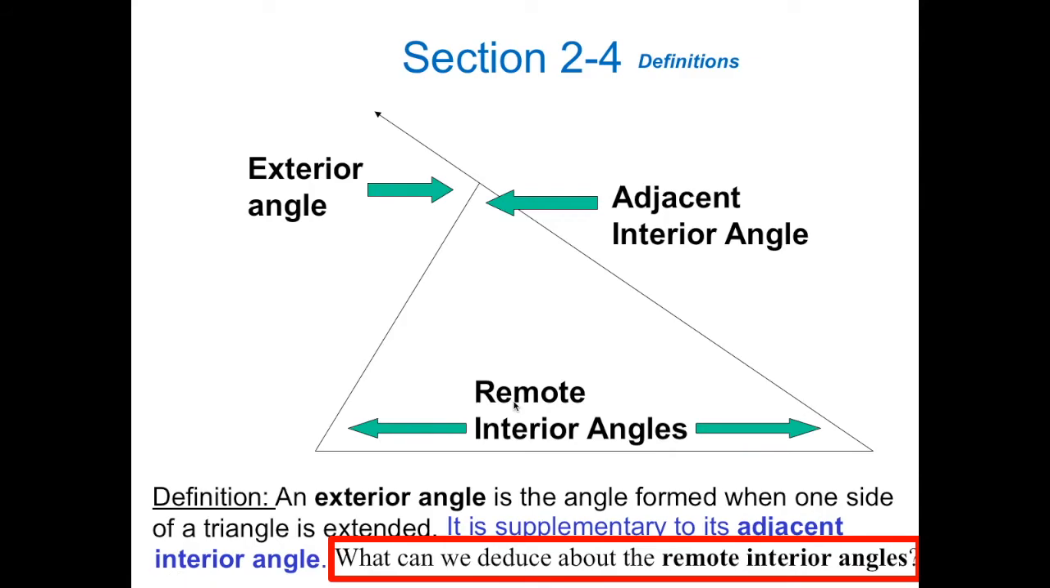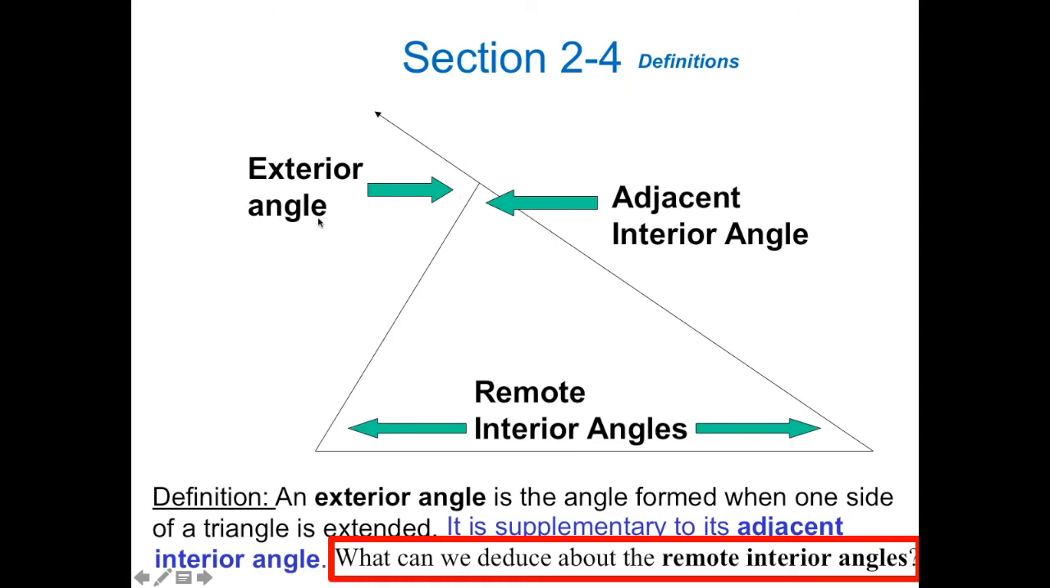To be remote from something is like dialing in remotely to our meeting or our Zoom call. You guys should know the feeling of being remote from school means you're away, you're not in that same place. So these are the two remote interior angles. They're remote from this exterior angle. So write that down here: remote interior angles. The exterior angle plus the adjacent interior angle equals 180 degrees.